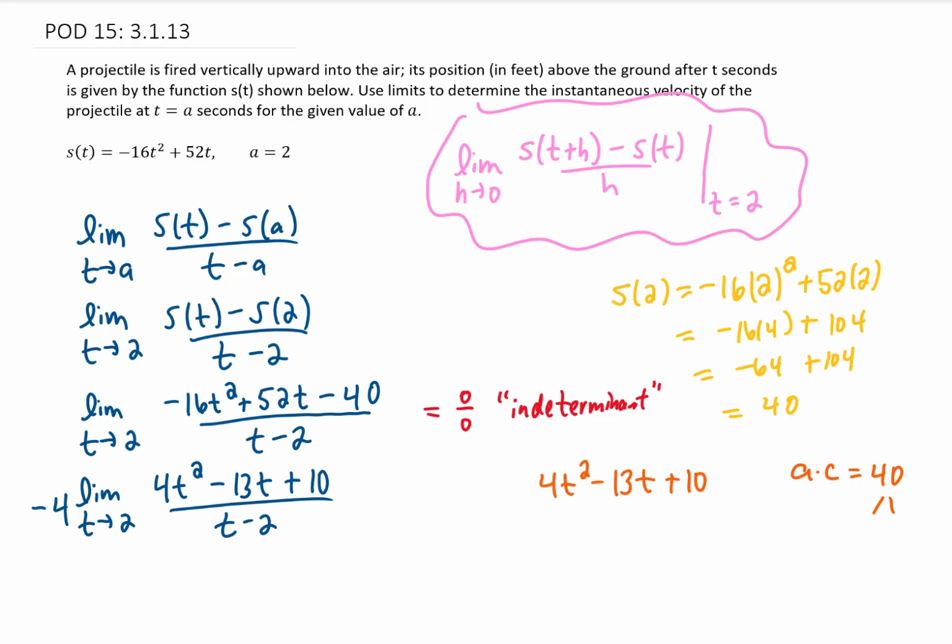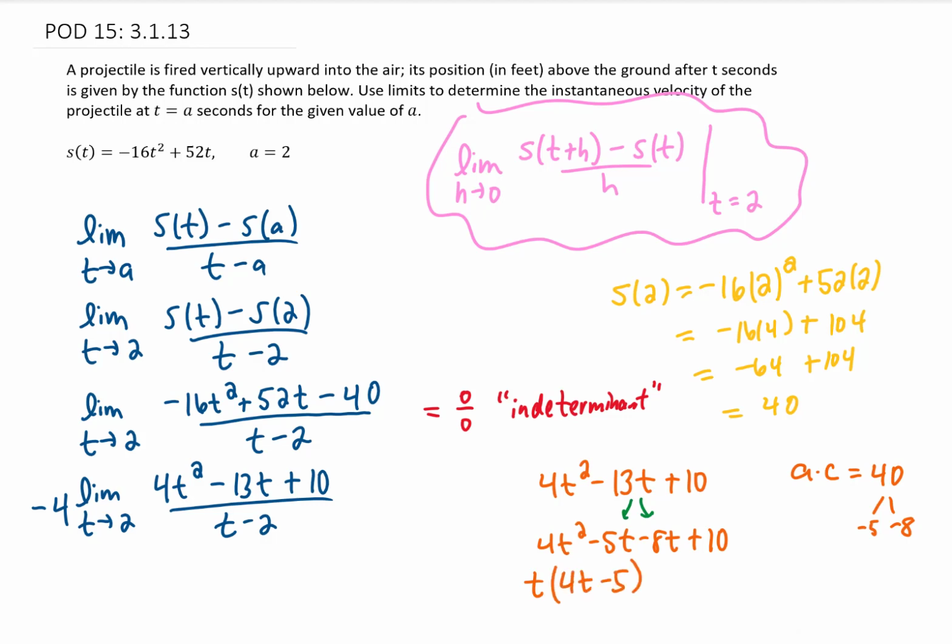If we take a times c, we get 40. We need 2 factors that multiply to 40 that add up to negative 13. That's negative 5 and negative 8. Then what we do is we split this middle term up into 2 pieces, giving us 4t squared minus 5t minus 8t plus 10. This is a good time for me to say, if you have a calculator that can do this, or some kind of a website, you might want to use that. But this is a pretty nice skill to be able to do by hand anyway.